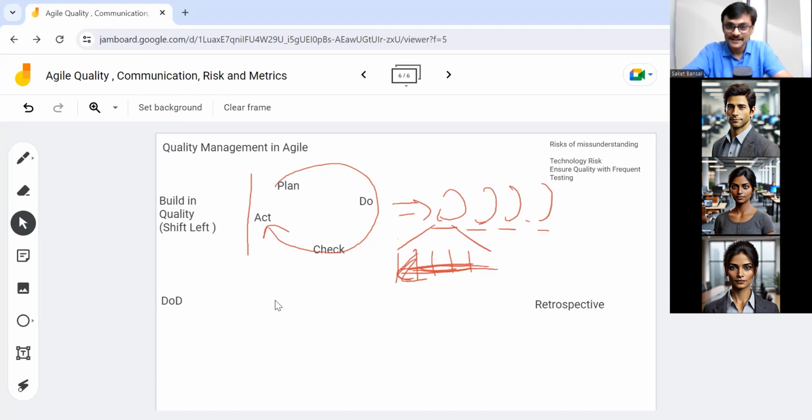So my question is, does this DoD include the UAT portion also? Yeah, so that's something you have to decide. That's the point. So it depends. Now, what does it depend on? Are you making incremental releases, or are you still making a release at the end? If you are making a release at the end, probably your DoD will not have UAT testing. You can say we will do UAT later.